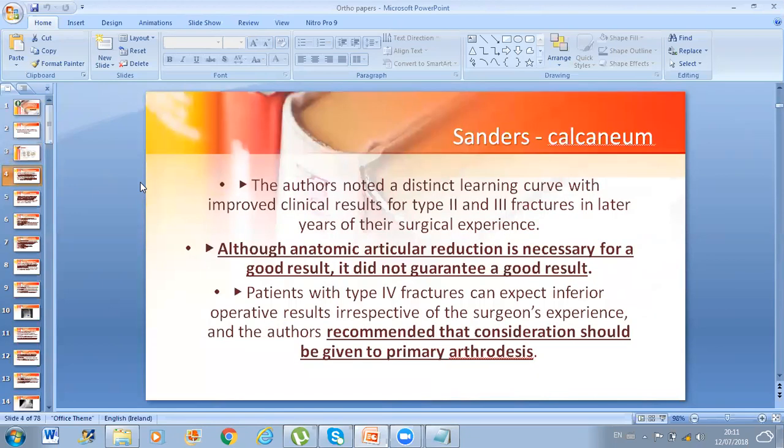So Sanders is a scientist's name. The author noted the distinct learning curve with improved clinical results of type 2 and type 3 fractures in later years of surgical experience. Then he quoted, although anatomical articular reduction is necessary for a good result, it does not guarantee good results. And he recommended primary arthrodesis for type 4 fractures. This is the same Sanders.